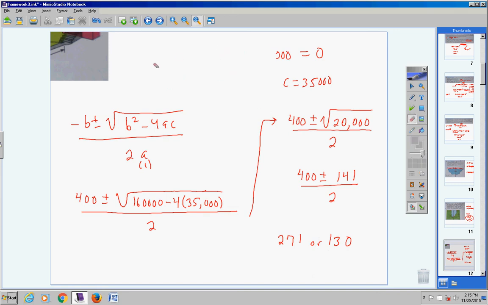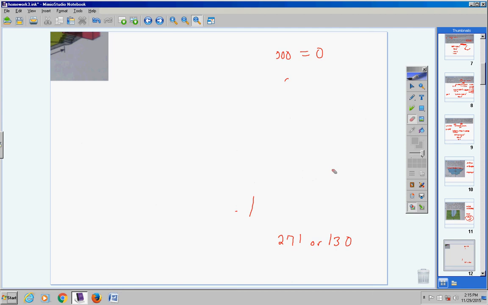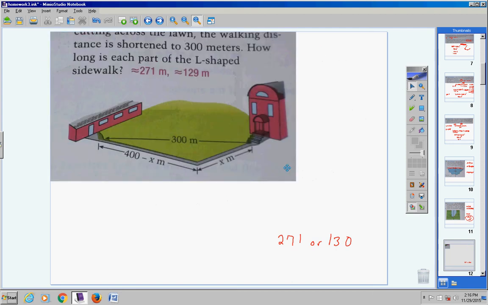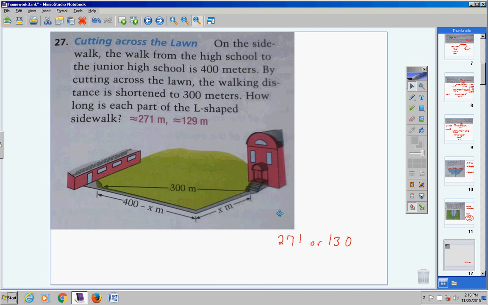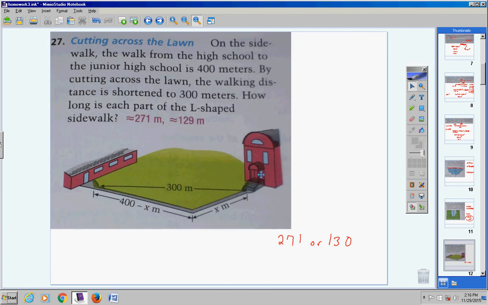Okay? So here we go. Ready to solve our work here. If you need that work, just back up the video and pull it down. Now, here's the final question. They want to know the lengths of each of these, and actually, how long is each part of the L-shaped sidewalk?